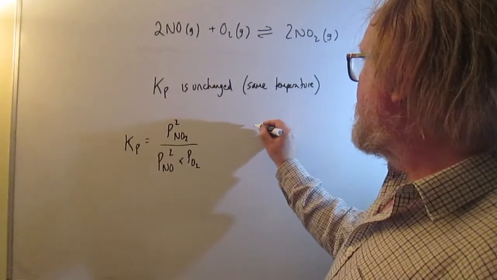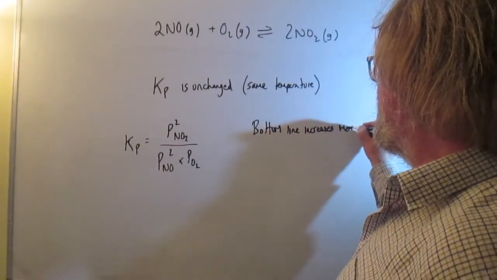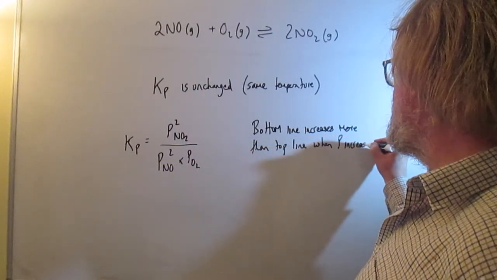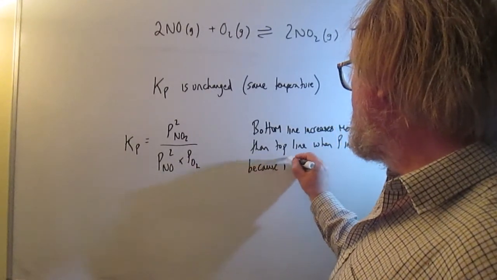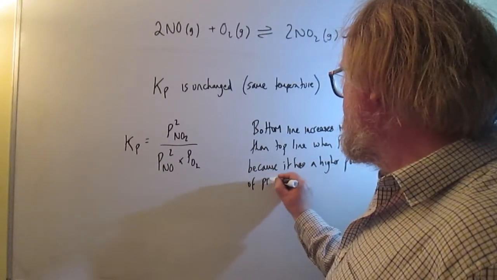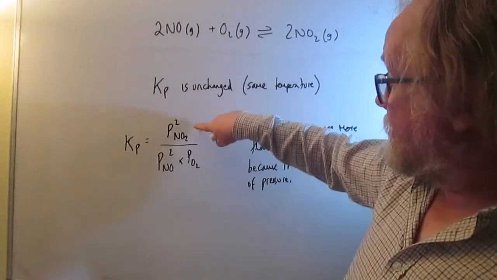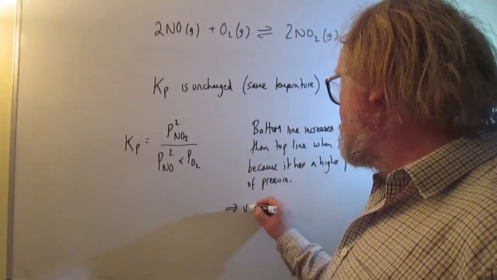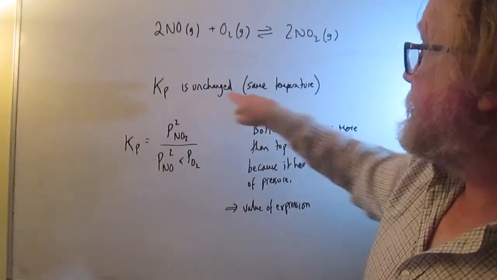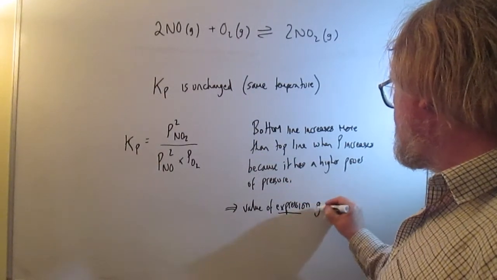So we can write down that the bottom line increases more than the top line when the pressure increases, because it has a higher power of pressure. So what does that mean? Well, if the bottom line increases more than the top line, it means the value of that expression will get smaller, because we're dividing now by a bigger number. So that means that the value of the expression gets smaller. Now you've got to be careful though, it's not the value of Kp that's getting smaller, because as we've just said, Kp is unchanged, but the expression that should equal Kp gets smaller. So the value of the expression gets smaller.